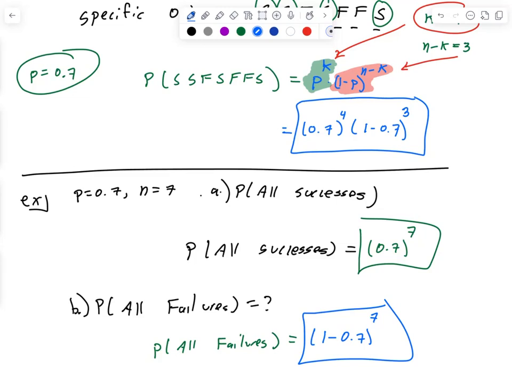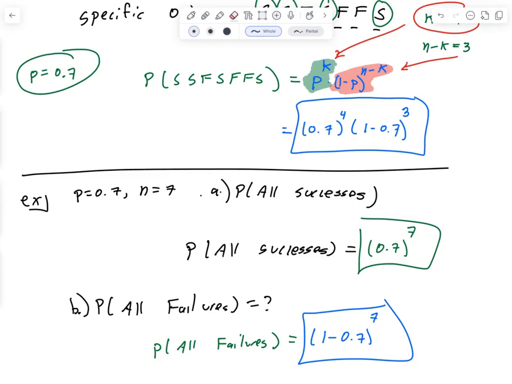The formula still works, but the number on the exponent would be 0. If there's no failures, you would just do 1 minus 0.7 to the 0, so there's no reason to write it. It's P, the probability of success, to the number of successes, times the probability of failure, which is 1 minus P. I know, but since they all have to add up to 1, you always have to put 1.